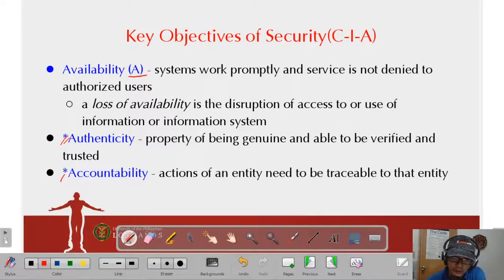The system should be able to tell that you used this system during this day and time, and this is what you did while you were logged into the system. That is accountability. That's also considered one of the key objectives of security. So I guess you are all now familiar with the CIA triad.